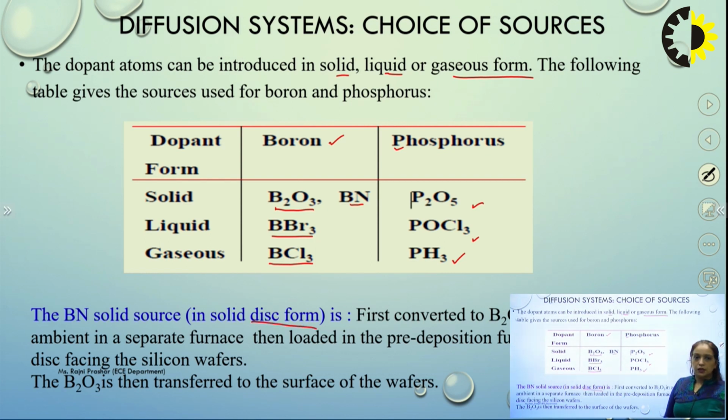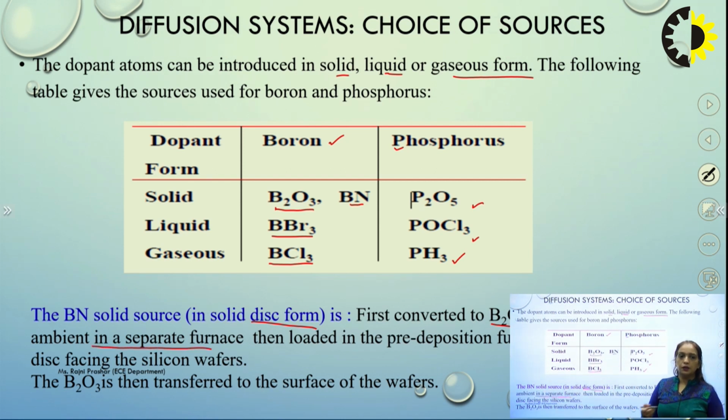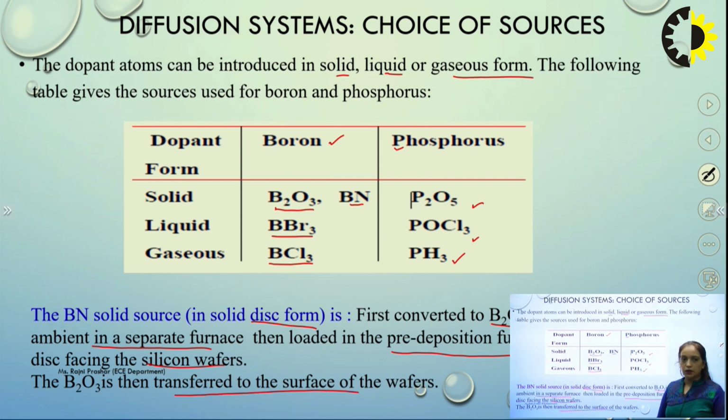The BN solid source is in the form of a solid disc. It is first converted into B2O3, oxidized in an oxidizing ambient in a separate furnace, and then loaded into the pre-deposition furnace on the silicon wafer. This B2O3 is then transferred to the surface of the wafer in the diffusion furnace.